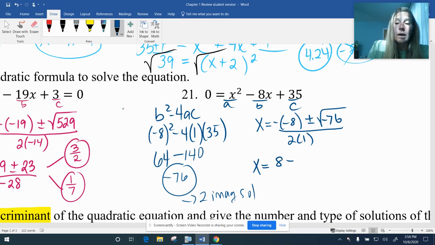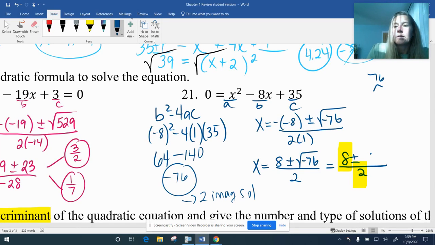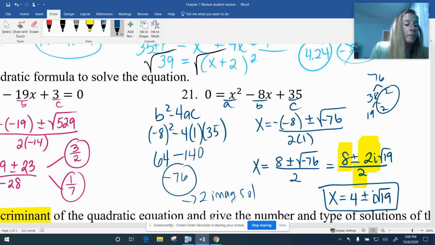So when I simplify, I get positive 8 and 2 on the bottom. And 76, I'm actually going to simplify that because the 76, you could break that down. All right, so the square root of 76, let's see, 38 and 2, and that would work out to 19 and 2. So we're going to have 2i radical 19. Now, the 2's can cancel out, and the 8 over 2 can cancel out. So this is going to be 4 plus or minus i radical 19.